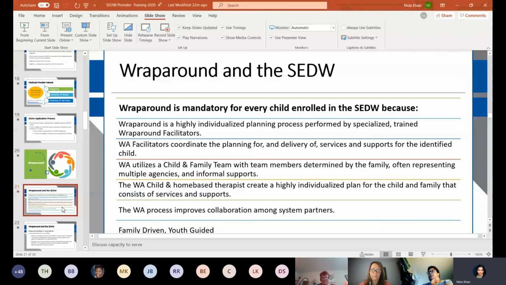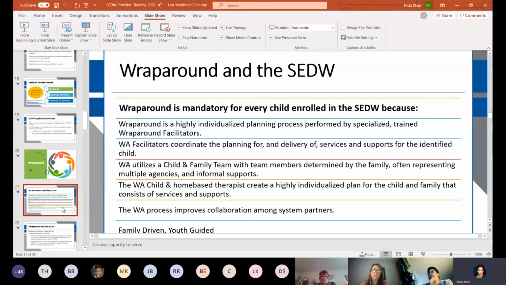that work not only with SED waiver children, but also other children who have wraparound, because you can have wraparound without the SED waiver as well. And wraparound facilitators' main job is to coordinate the planning for and delivery of services and supports for the identified individual. They utilize family and child team with individuals determined by the family who are representing multiple agencies.